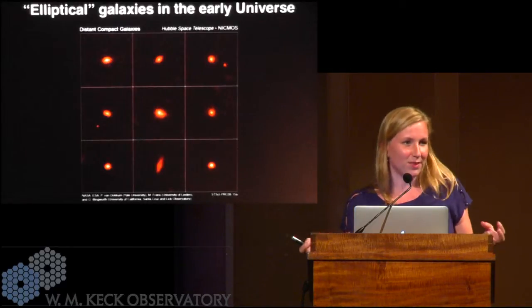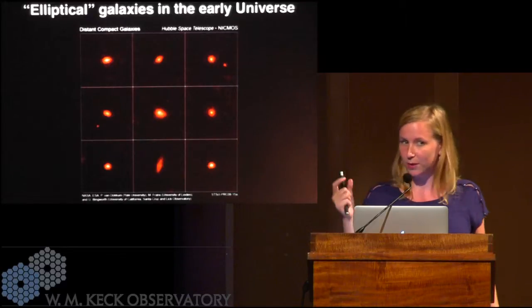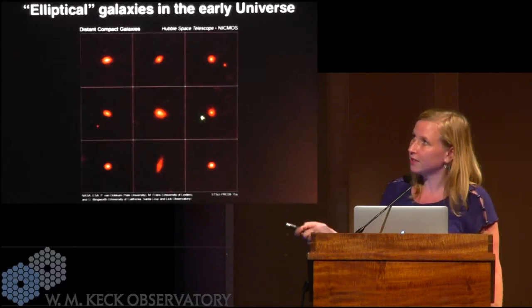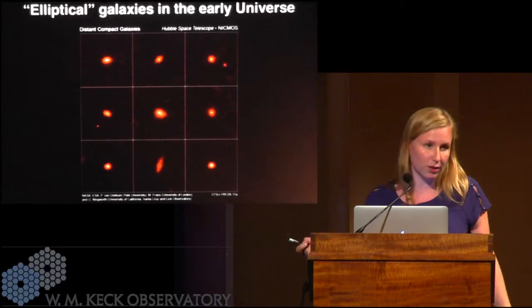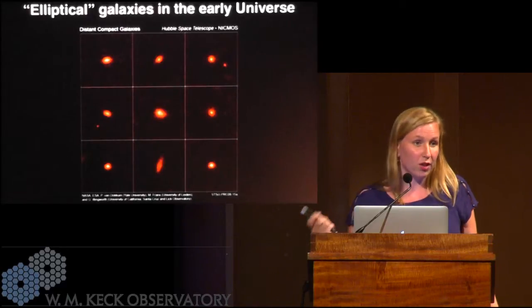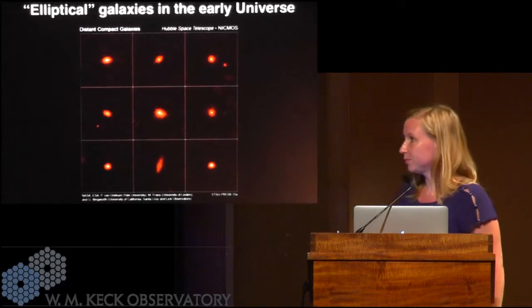And these don't look as nice as the images I've shown you before because these things are very faint, but you can see that they're pretty similar in that they are pretty regular. They don't look like disks, and we also know that they have older stars, so they're red.